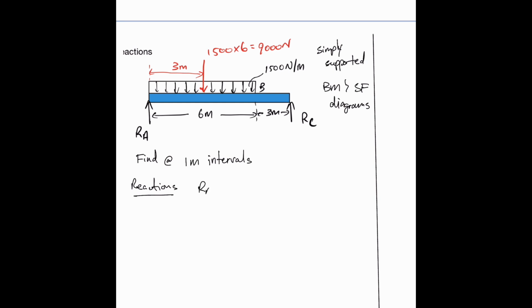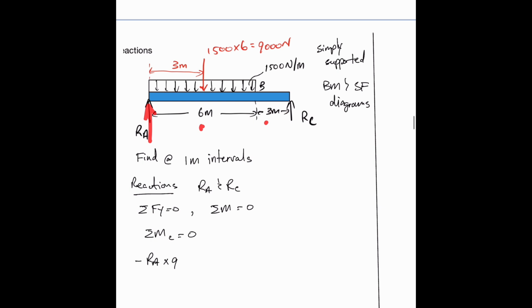Right, so we need to get RA and RC. So like before, we sum the forces in the y direction equal to 0, and we sum the moments about some point equal to 0. So we could sum moments about C equal to 0, and we could say, okay, minus RA times 9, right? So that's RA here times 6 plus 3 is 9.